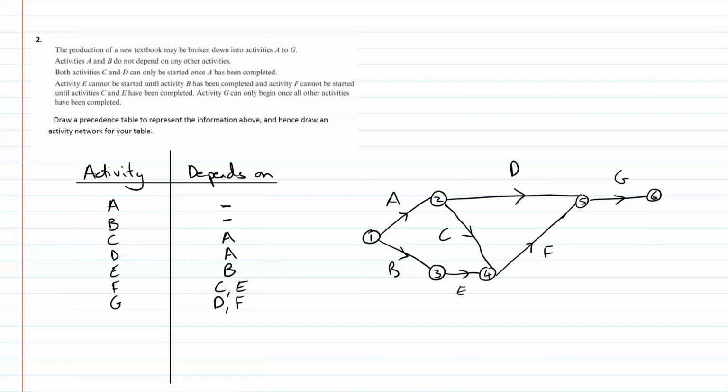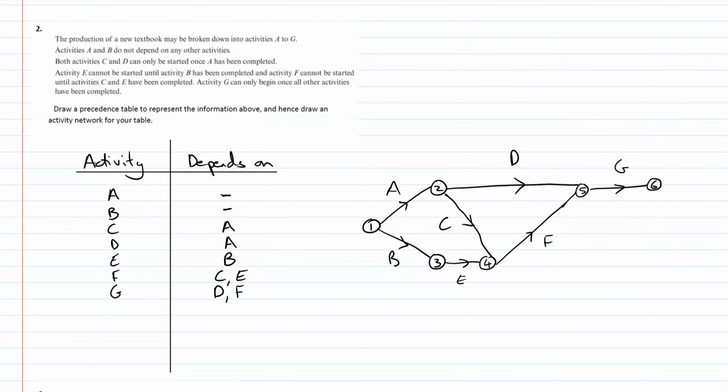Get the ones that just require one thing, because if D just requires A, then you know D has to come out of there like this. But you'll see what I mean, you'll get more and more used to it. But there's our activity network and our precedence table for this question, number 2.